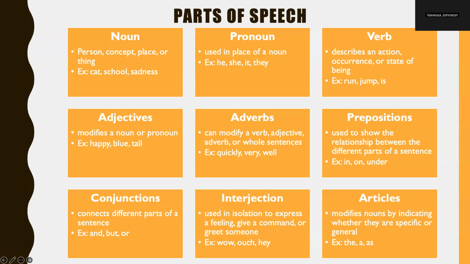Prepositions are used to show the relationship between the different parts of a sentence. So in, on, under, those are our prepositions. Conjunctions connect different parts of sentences. And, but, or are examples of conjunctions. We have interjections, which are used in isolation to express a feeling or give a command, or greet someone. Wow, ouch, hey. And then articles modify nouns by indicating whether they are specific or general. So the, a, an, those are all examples of articles. So it's important that you know these parts of speech.